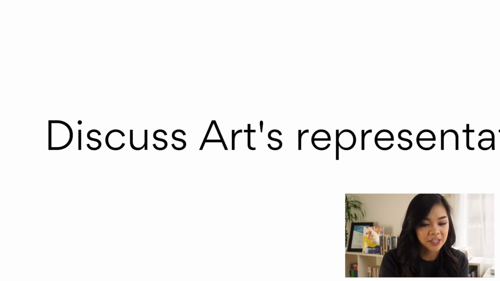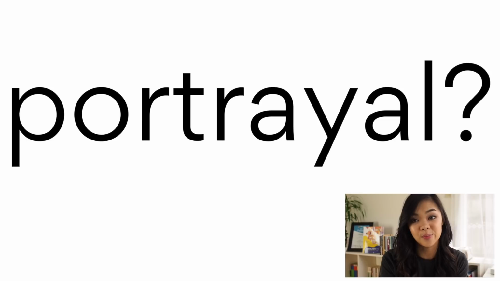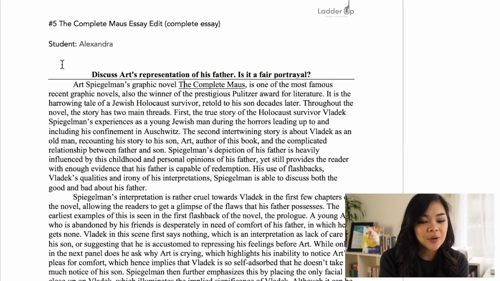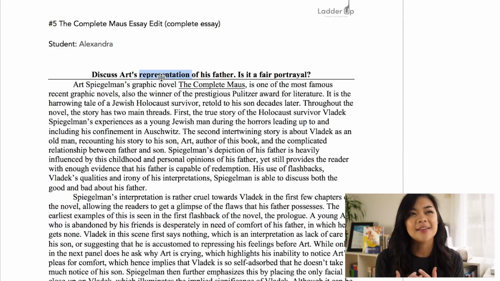All right, so here we've got the prompt: discuss Art's representation of his father. Is it a fair portrayal? As soon as I look at this prompt, I recognize that Art is the protagonist of this graphic novel, and it's really about Art's view, so his representation of his dad. So in other words, is Art's view of his father fair? Is it fair of him to view his dad in the way that he does?